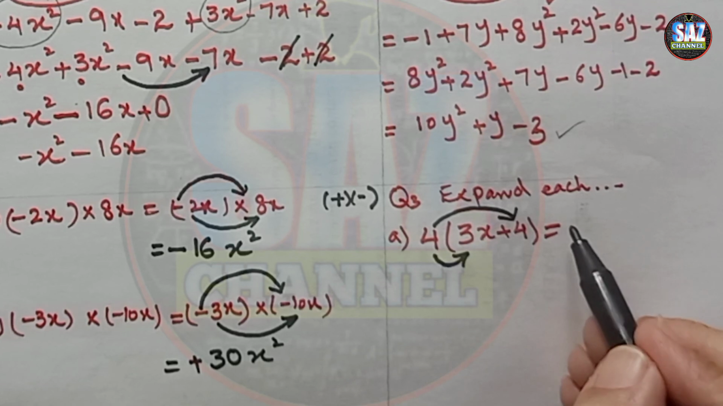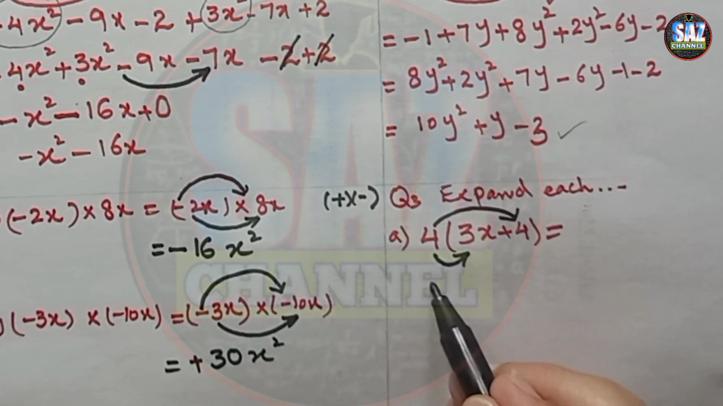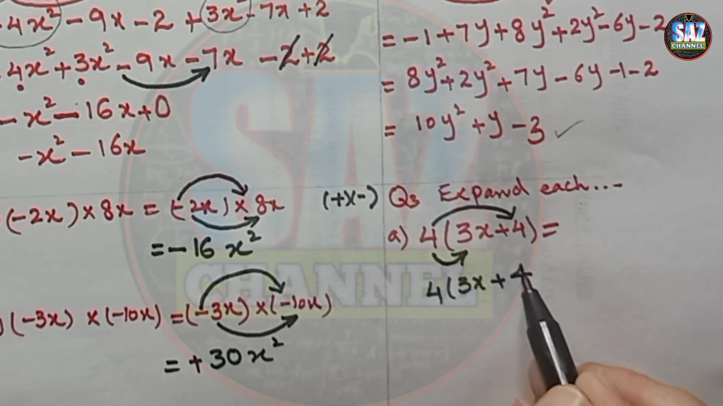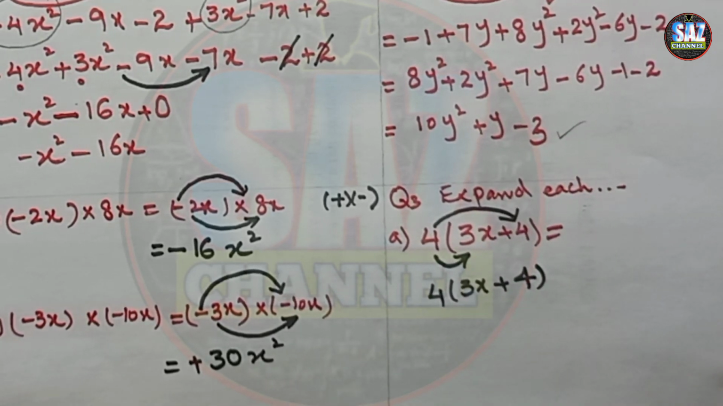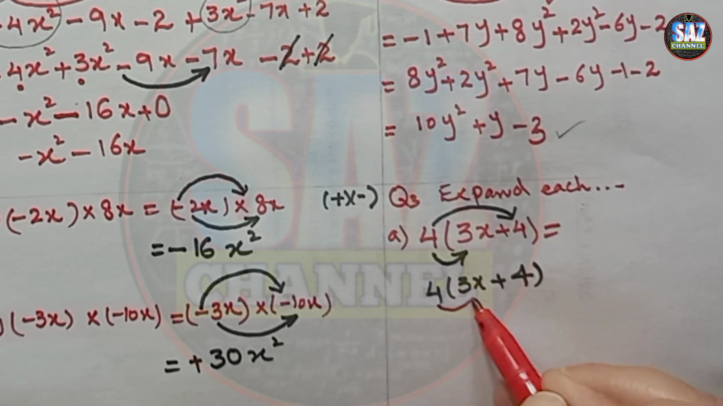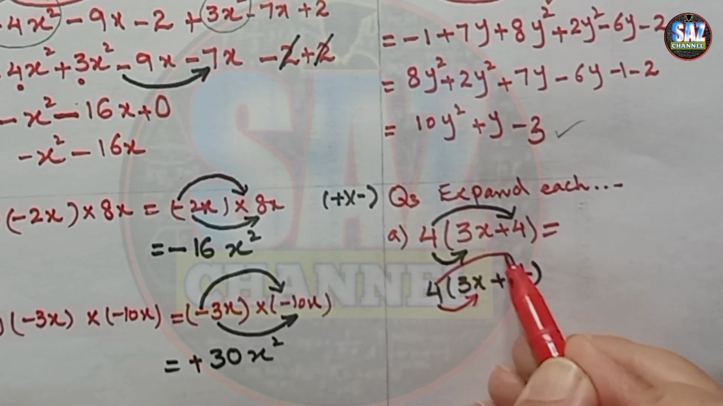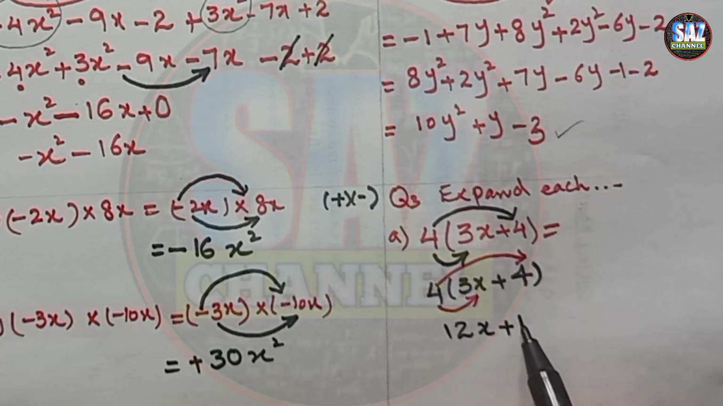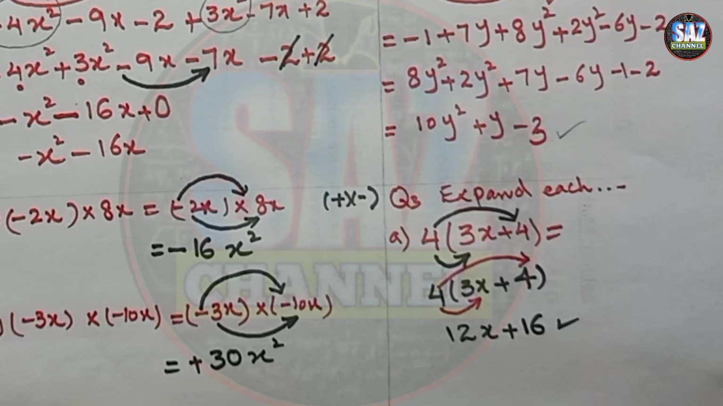Let me first write the question again. 4 into 3x plus 4. Apply the distributive property: 4 will be multiplied by the first term, and 4 will be multiplied by the second term inside our bracket. This will become 12x, and 4 times 4 is 16. Really easy question. I hope you are clear about today's lesson.